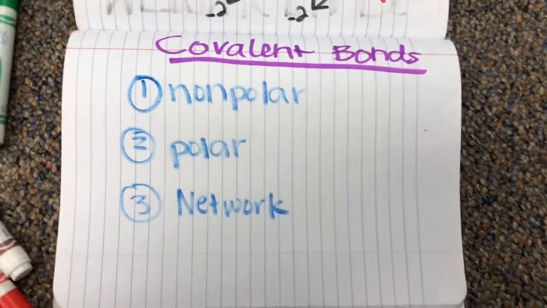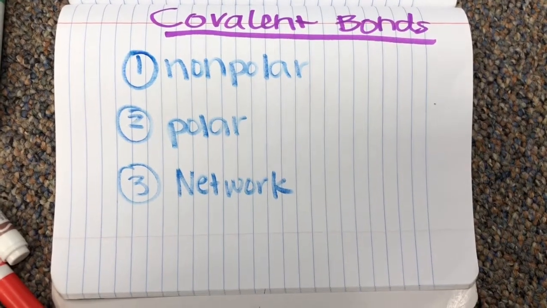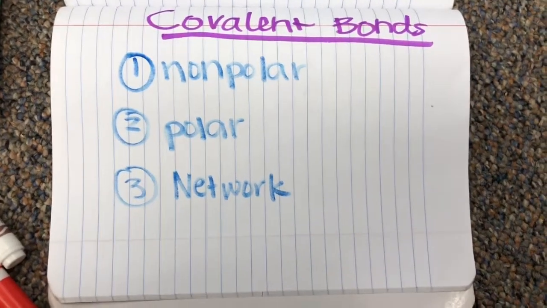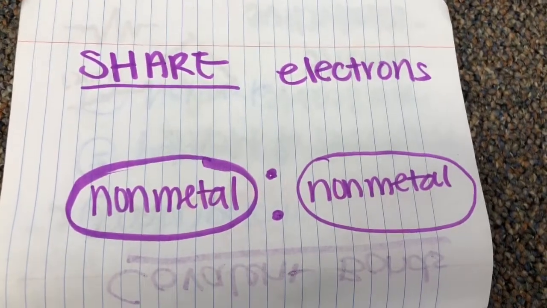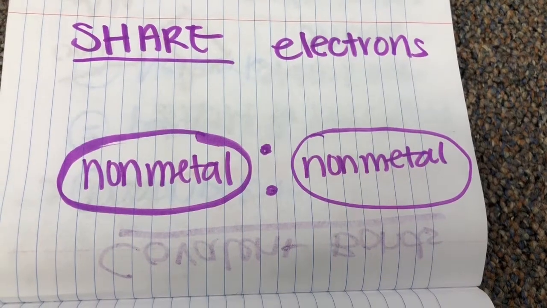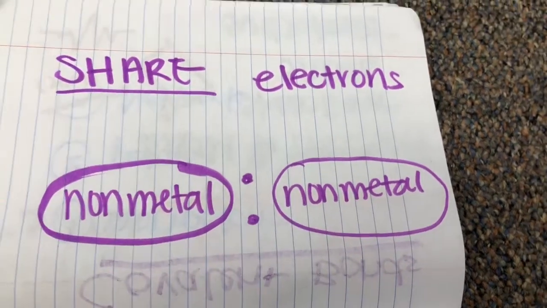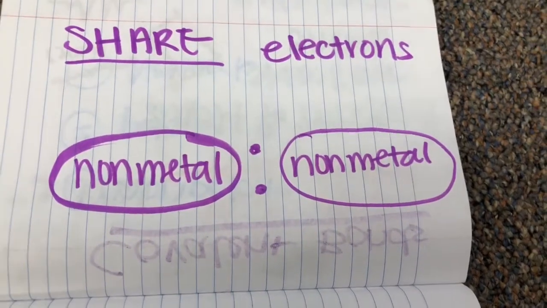Next, we're going to talk about covalent bonding. So there are 3 types of covalent bonds. We have nonpolar, polar, and network covalent bonds. In a covalent bond, all the electrons are shared. Covalent bonds also only occur between nonmetal substances. So in this instance, we can imagine that 2 nonmetals are sharing their electrons.